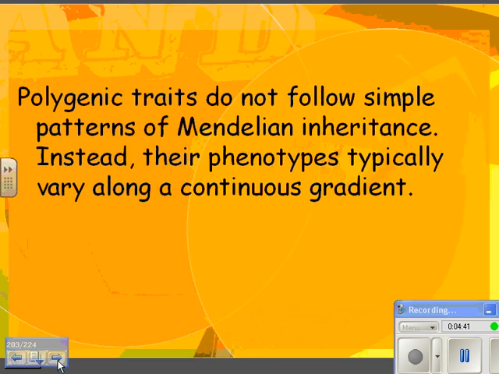So polygenic traits do not follow simple Mendelian patterns of inheritance. Instead, their phenotypes typically vary along a continuous gradient. So for example, with dogs, Labrador retrievers, they can be blonde or black or brown, and that's kind of it. Whereas with people, there's a blended gradient for color. So people can be from very, very light to very, very dark with everything in between.